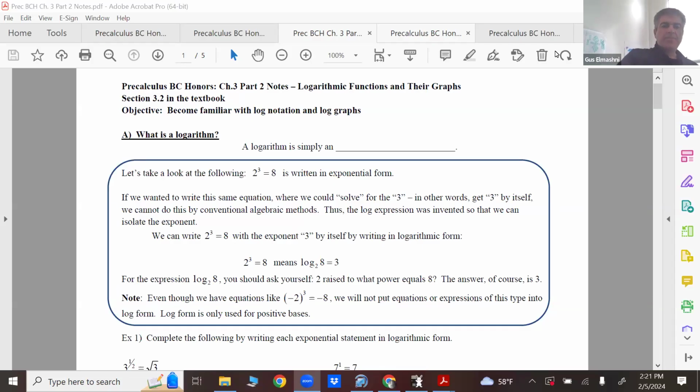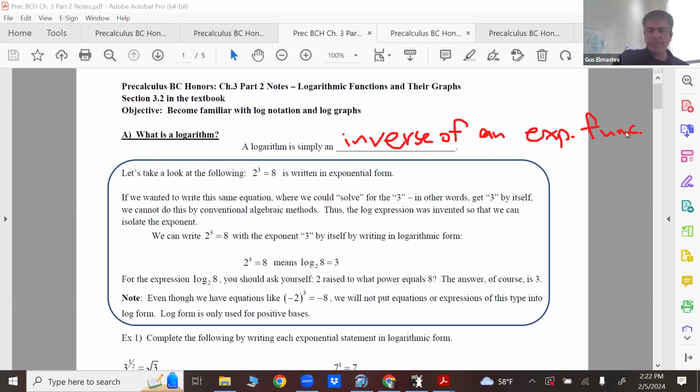Okay, so what is a logarithm? A logarithm is simply an inverse of an exponential function. That's all there is. It's just simply the inverse.